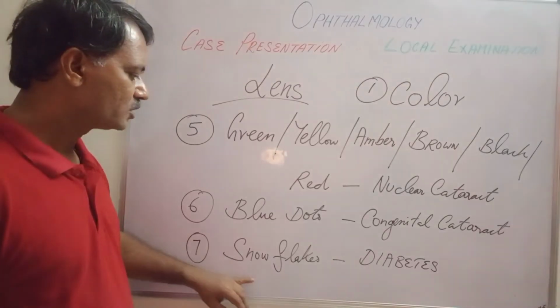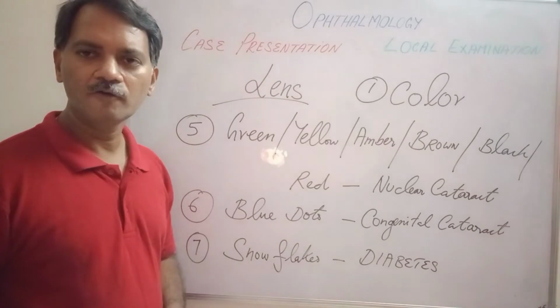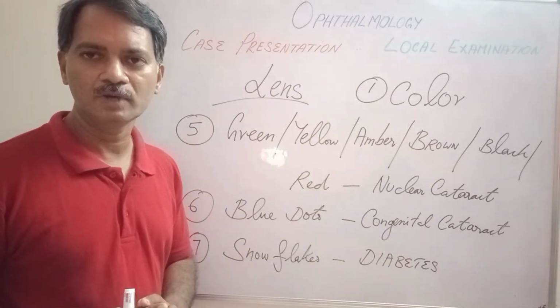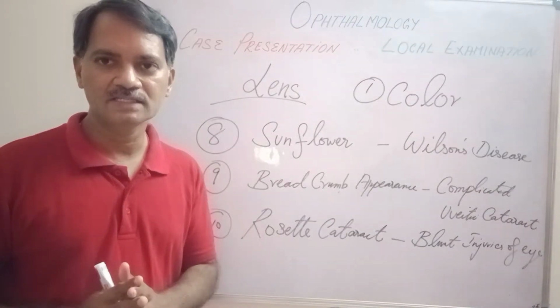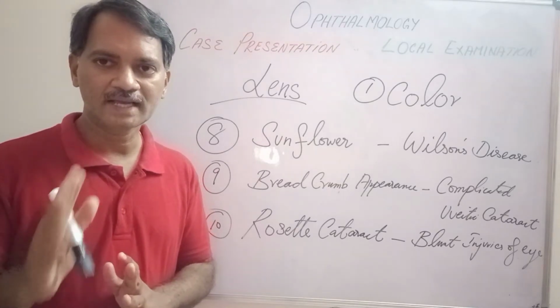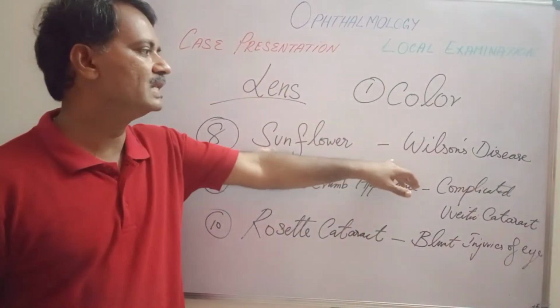Next is a snowflake cataract, that is classical of diabetic complicated cataract. Diabetes leads to a snowflake cataract. Sometimes the color of the lens may resemble a sunflower. This is classical of copper metabolism disease, that is Wilson's disease.